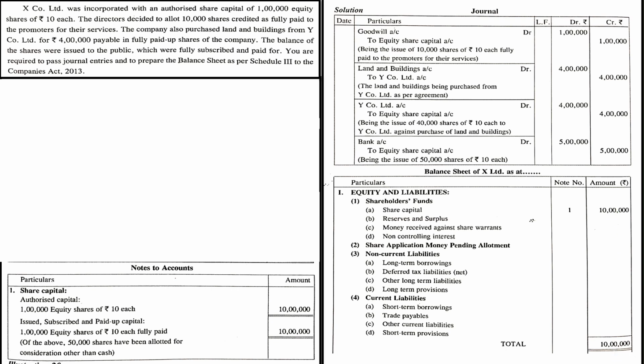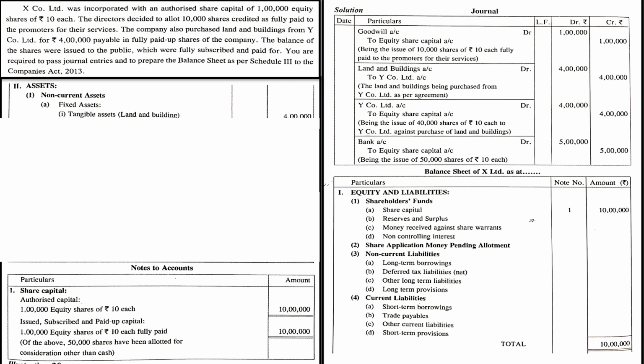Next, we are going to write down the asset side. In the asset side also, we will begin with non-current assets. Usually in the non-current assets there won't be anything, but in this question there is a purchase of fixed asset for a purchase consideration other than cash. So you need to show the value of that fixed asset here. The fixed asset was land and building, so it will be shown under fixed assets, tangible assets, land and building, rupees 4 lakhs.